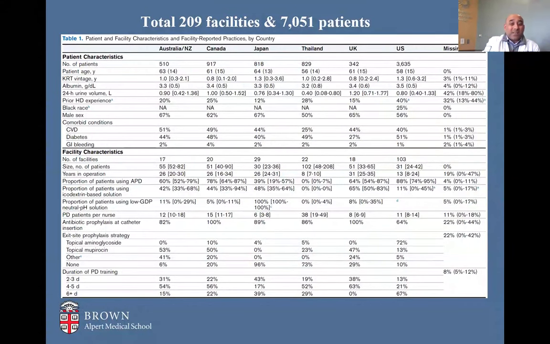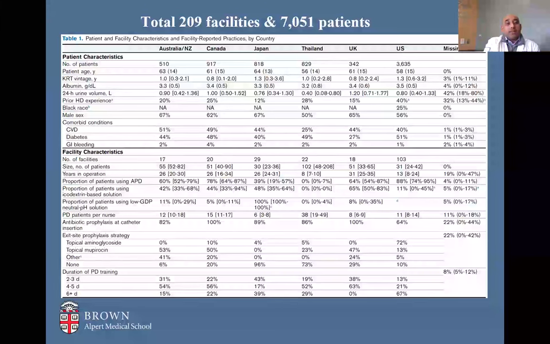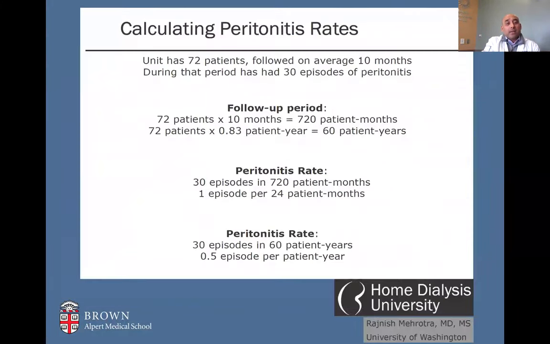And 96% of facilities in Japan had no exit site strategy. In Japan, that is because there is a concern for resistance development by using the topical antibiotic, and therefore that use is not funded. So less than 5% of facilities use topical antibiotic. And in UK, only less than 50% used gentamicin or mupirocin as a prophylactic strategy, exit site prophylaxis.